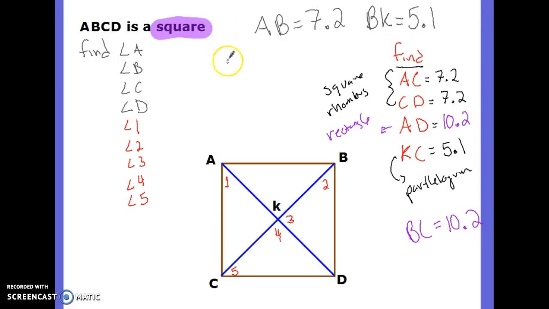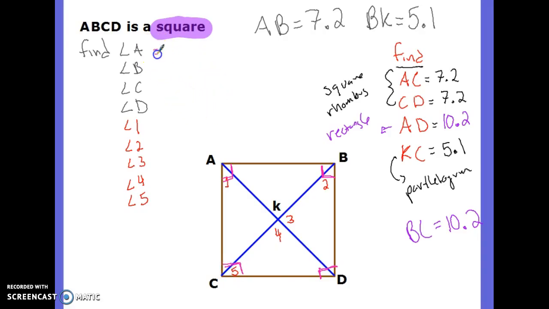But since we know this is a square, many of the angles are given to us. In fact, all of our interior angles are 90 degrees. That's one of the definitions of a square. If you're unsure of that, please check my video on the definition and properties of a square. It's the one I just posted before this one. So all of these angles are 90.